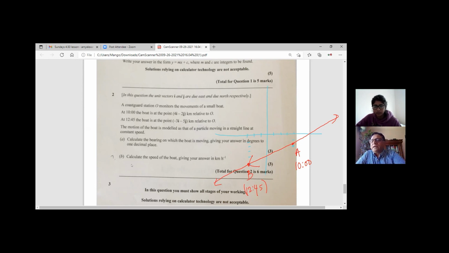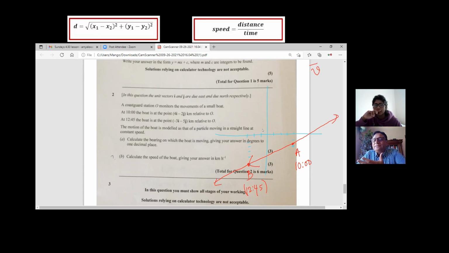So basically you have to find the velocity. Speed is the magnitude and bearing is the angle. So the velocity vector is something which you need to find. Wait, so how do you know that it's moving in that direction, sir? Because at 10 a.m., it is at location A, which is 4i minus 2j, and at 12:45, that means after 2 hours and 45 minutes, it is at B. So it has to be that way.